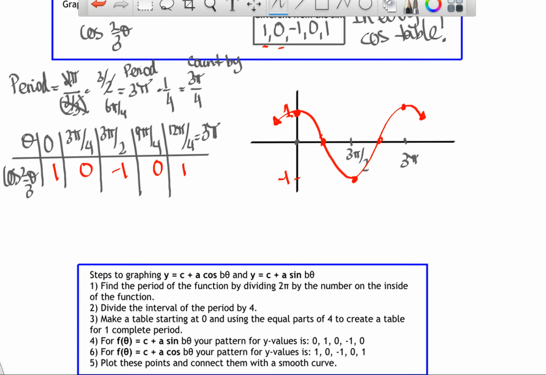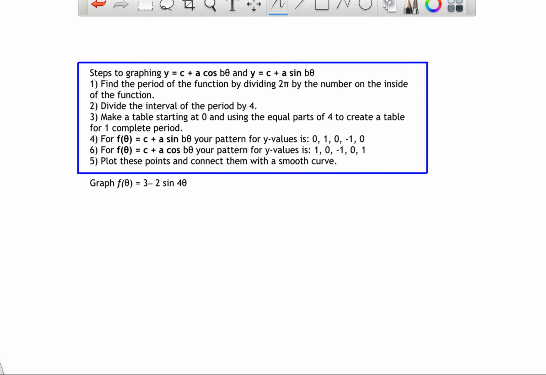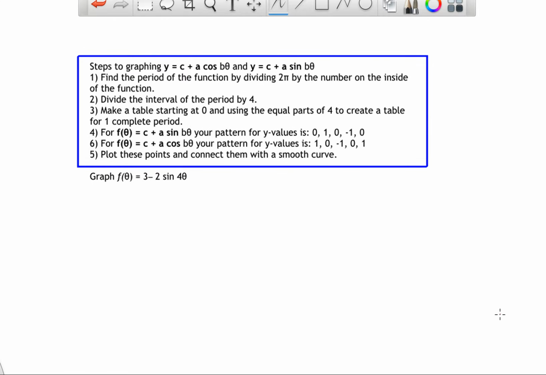All right, do one more of these. We'll run through the general steps first. So, excuse me, steps to graphing. So the C here refers to what if you have a number in front, or it could have been behind. So what happens if there's a 3 here? Then plus a times the cosine.